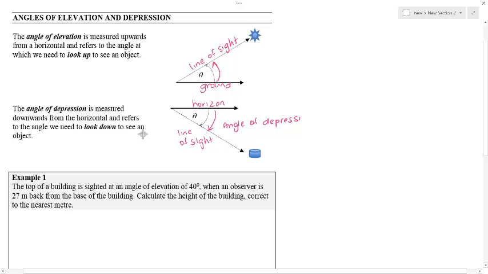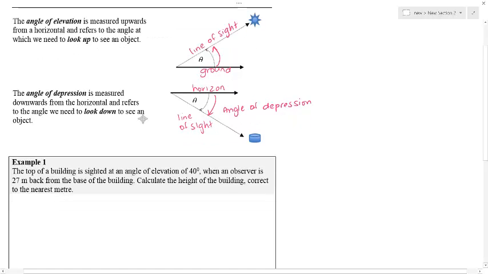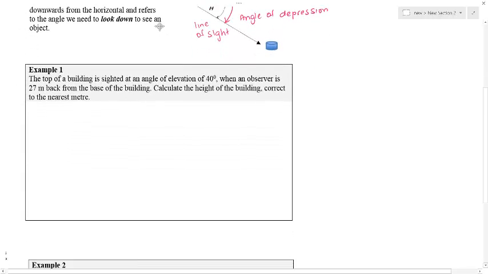Angle of elevation and angle of depression are very common questions that you get when you do your HSC. So I'll start off by doing two examples that are very similar to the questions you will get. So scrolling down to the first question.